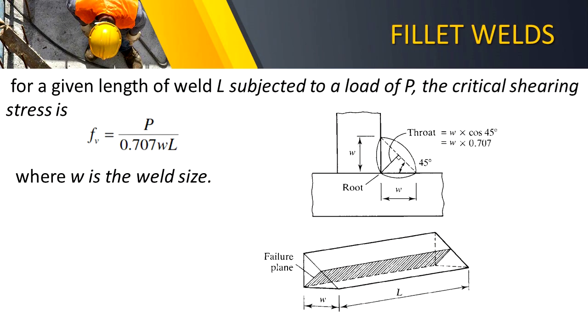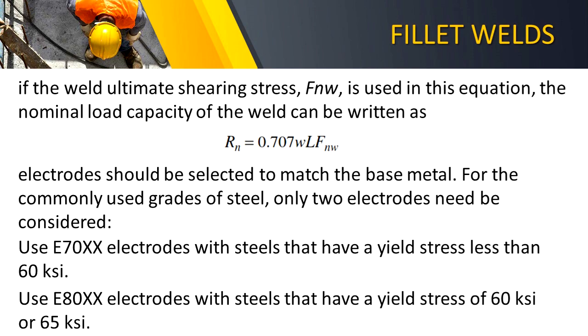For the formulas to be used, for a given length of weld L subjected to a load of P, the critical shearing stress is Fv equals P over 0.707 WL, where W is the weld size. If the weld ultimate shearing stress FNW is used in this equation, the nominal load capacity of the weld can be written as Rn equals 0.707 W L FNW. Electrodes should be selected to match the base metal.